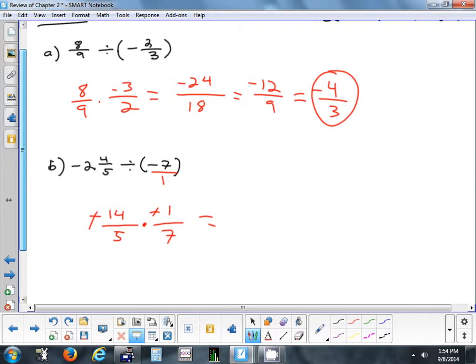Cancel those out. What's 14 times 1? 14. What's 5 times 7? 35. What number goes into both 14 and 35? 7. 7 times 2 is 14, so 2. And then 7 times 5 is 5. Very good. 2/5. So that's your answer, 2/5.